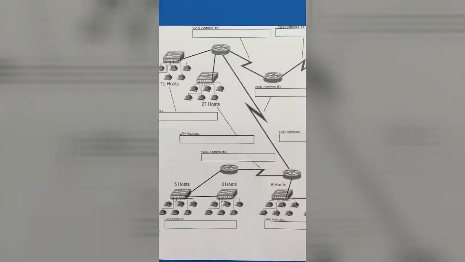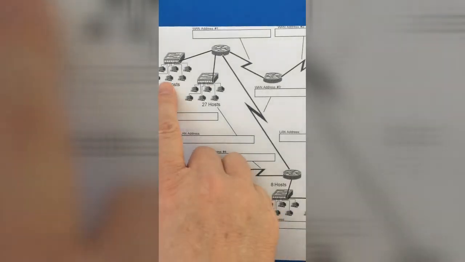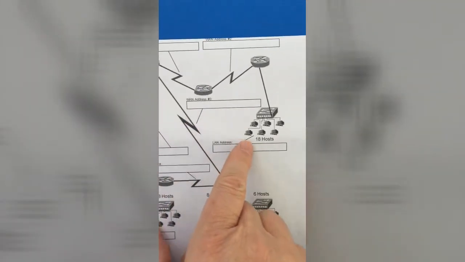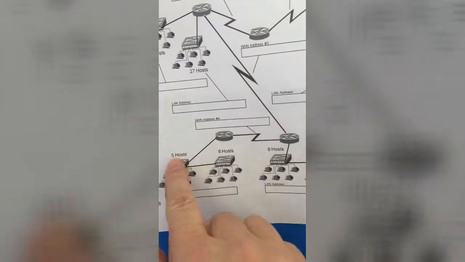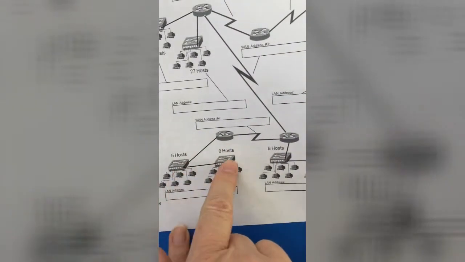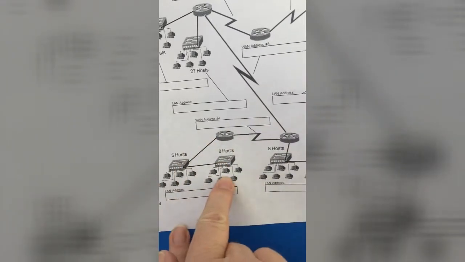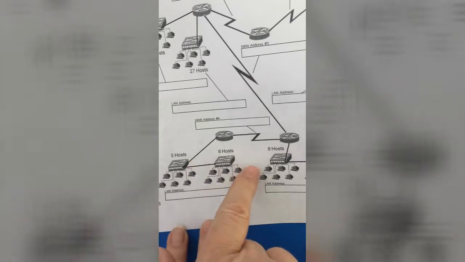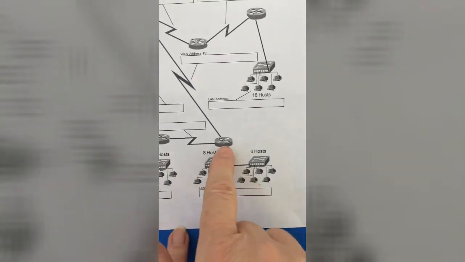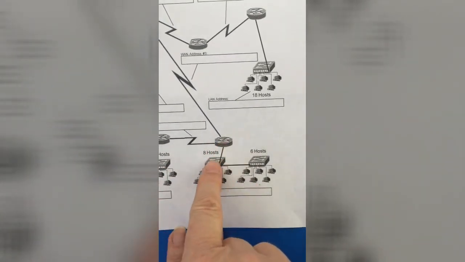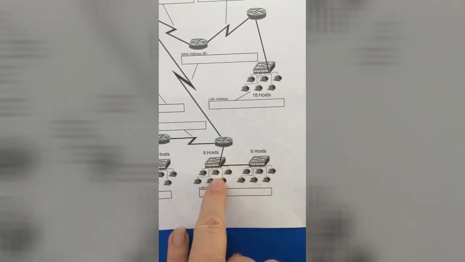So the first thing that we want to do is just look at the diagram, and we want to find the largest network first. So we're going to look here. We have 12, 27, 18, and this one, look at this. It's a little bit special because we have just one router, but we have two switches. So this is really only one network with 13 hosts. And then this one, same thing. We have one router with two switches, and so we have 8 plus 6, which is 14. So this is just one network.